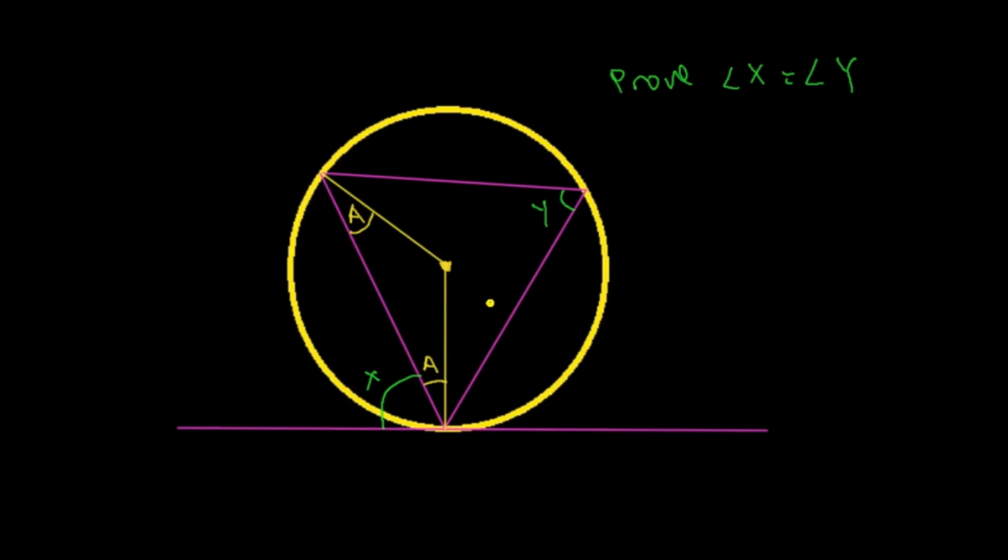And the next thing we have to do is break this out by drawing another line here. This is perpendicular to this chord, so this is a 90-degree angle. I will call this angle B. We call this angle B.